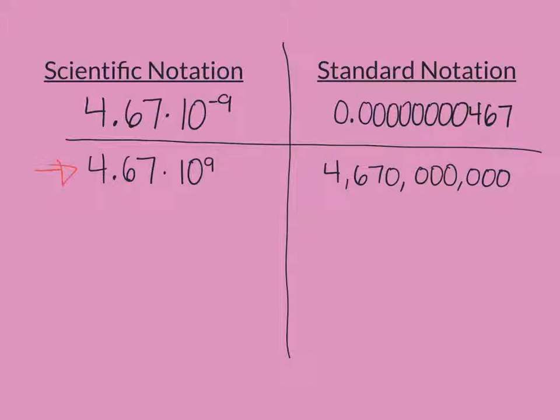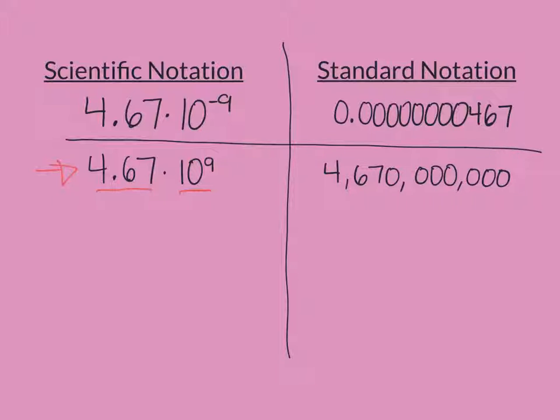So we have a number between 1 and 10 multiplied times 10 to the power of 9. To refresh your memory, this exponent tells us how many times we're multiplying 10. So we are doing 4.67 times 10 times 10 times 10 times 10 times 10 times 10 times 10. We're multiplying it times 10 9 times.